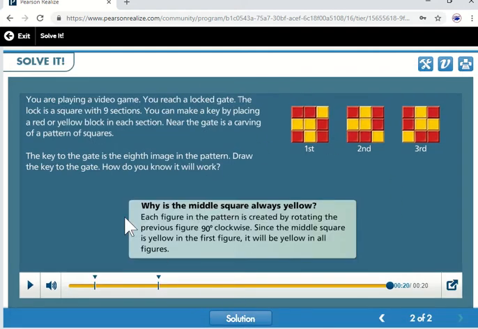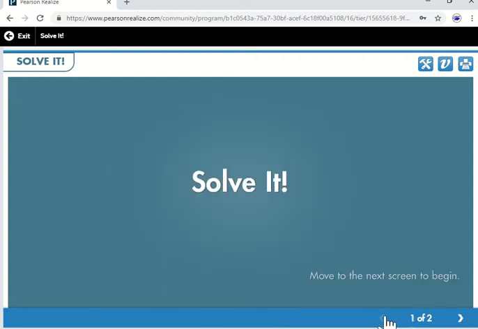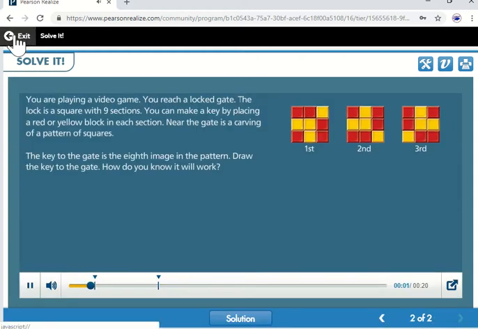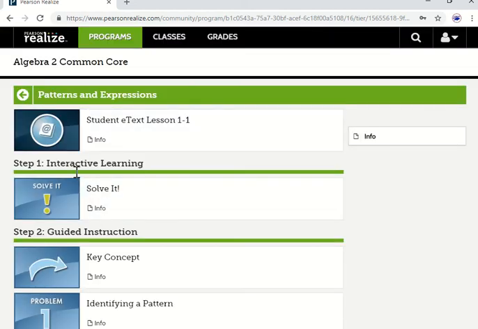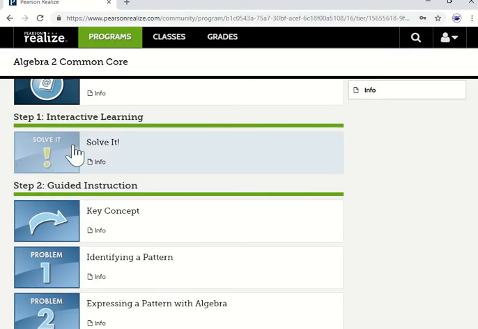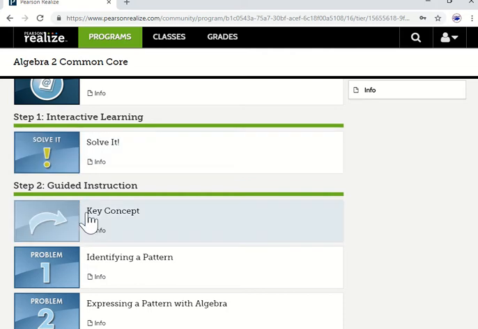And then once you're done with this whole part of the lesson, see, down here I guess we could go back or whatever, but you would want to go up here to exit, so you can get back to this screen and then move on to, so we did this solve it, this interactive learning. Now we can move on to step 2.